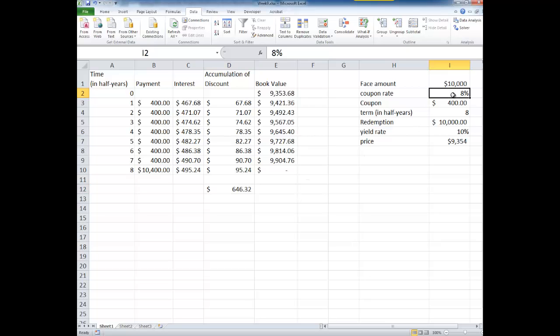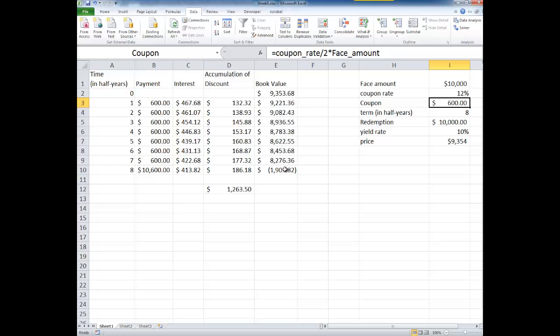The other possibility is that the coupon rate is higher than the yield rate. So let's make it, say, 12%. In that case, those payments are going to cover interest plus some of the principal. And so I'm going to be willing to pay more than $10,000 for this bond, which is giving me much more than the interest each time.